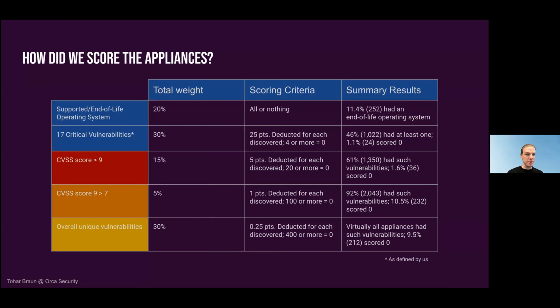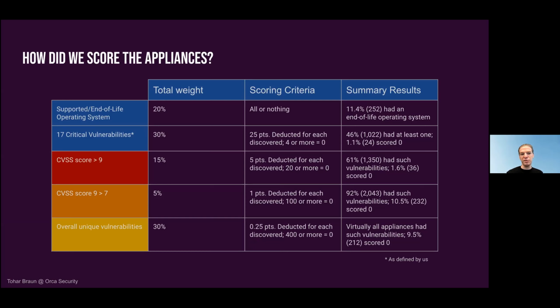Apache Struts, basically vulnerabilities which are very easily exploitable by even the most unskilled script kiddie. For every one of those found on an appliance, we deducted 25 points out of 100, which was 30% of the final score. And as you can see in the rest of the table, the weight and scoring method for the rest of the vulnerabilities, but I want to pause for a second and talk about some of the statistics of what we found.